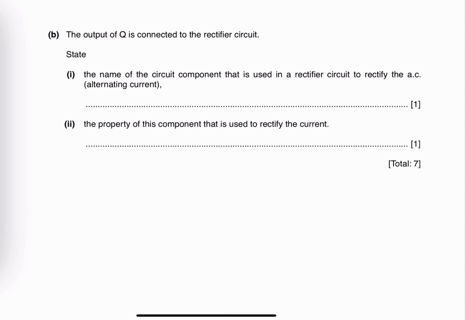The output of Q is connected to the rectifier. The name of the circuit component that is used in a rectifier circuit, okay, it's a diode. Diode is used as a rectifier. The property of this component that is used to rectify the current is that it conducts current only in one direction. Okay, this is its property.